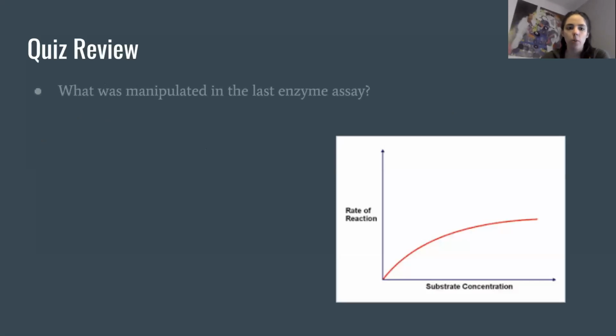So for the quiz review, let's get right into that. The first question I would have for you is, what was manipulated in the last enzyme assay? If you remember back to the very first week of enzyme kinetics, we manipulated enzyme concentration with both our purified and our isolated acid phosphatase. So in the second part of the enzyme kinetics, we manipulated substrate concentration.